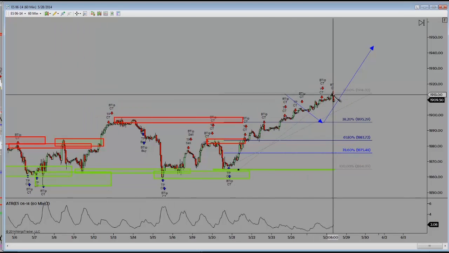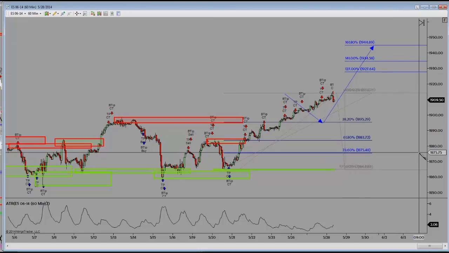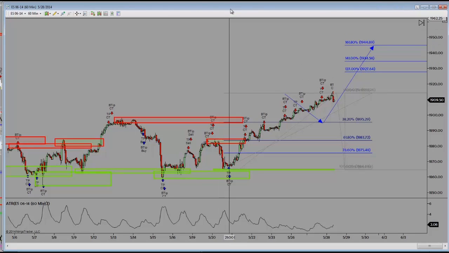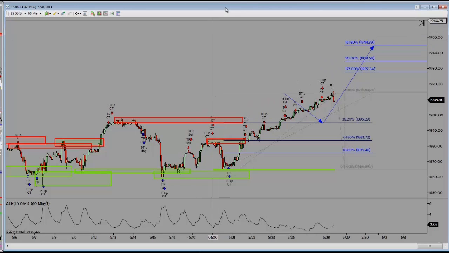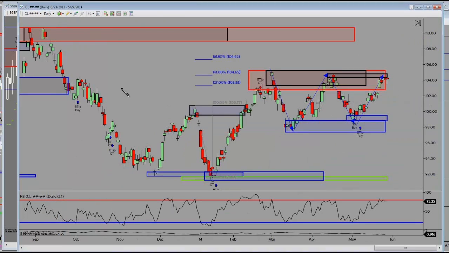So we're going to measure the exact same leg. Where does this project? See the 1618 right there at 1950s, 1945s. Okay. All right, so there is the setup for the S&P 500. Now, let's take a quick look here at just some basic higher time frame.